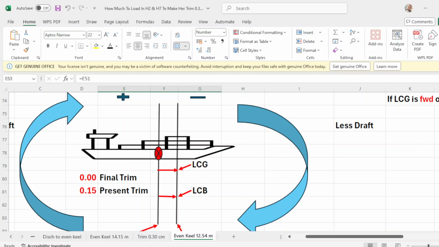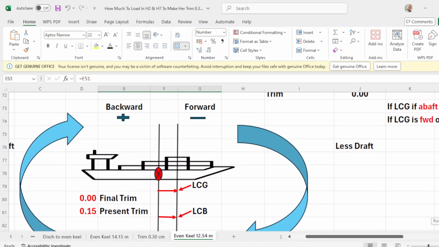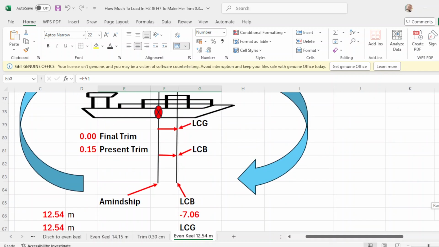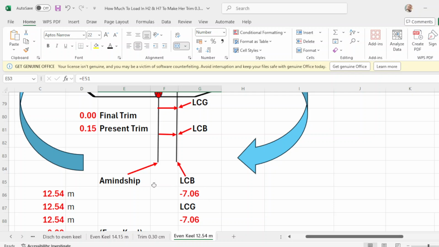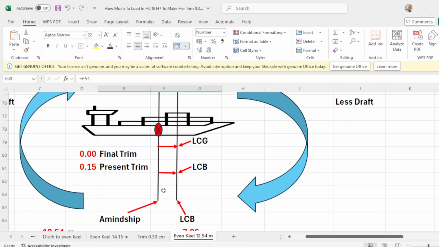Okay? Now, take note that our LCB is negative 7.06. When you say negative, from your amidship going forward, that is negative. And from amidship going backward, that will be positive. Since our LCB is negative 7.6, draw a line from amidship going to 7.6. This will be your vertical line.